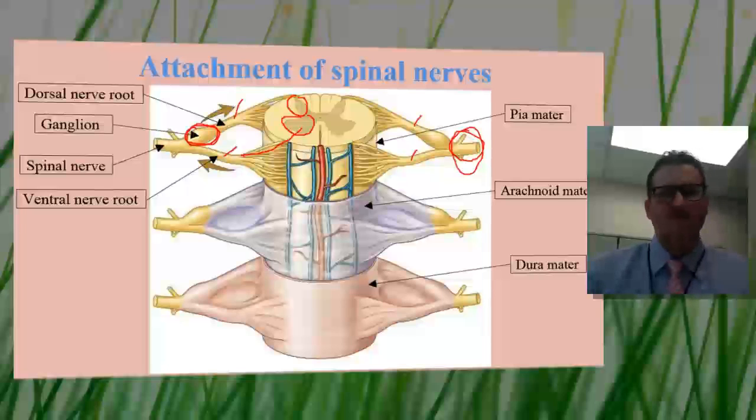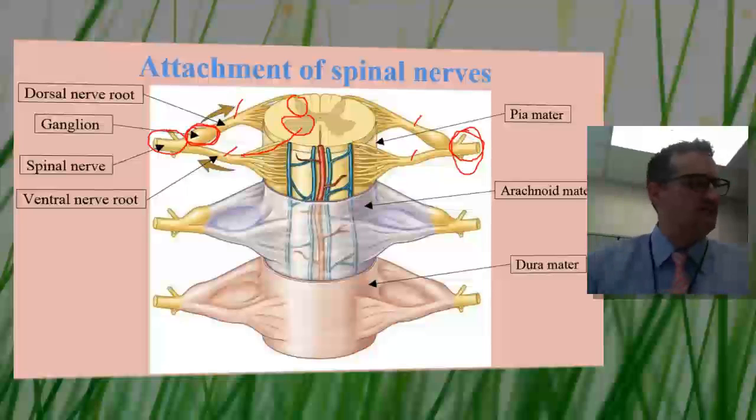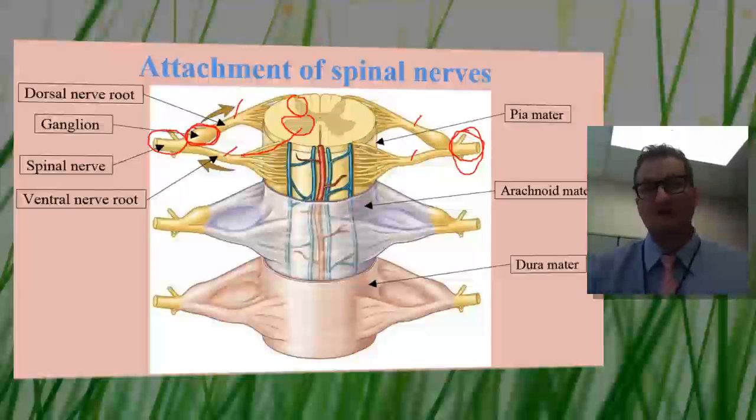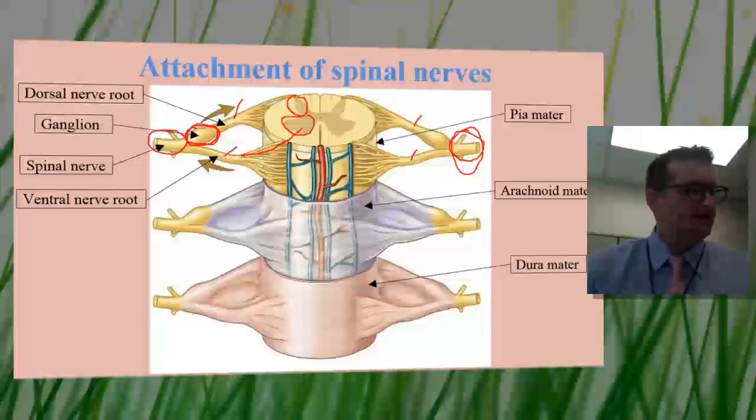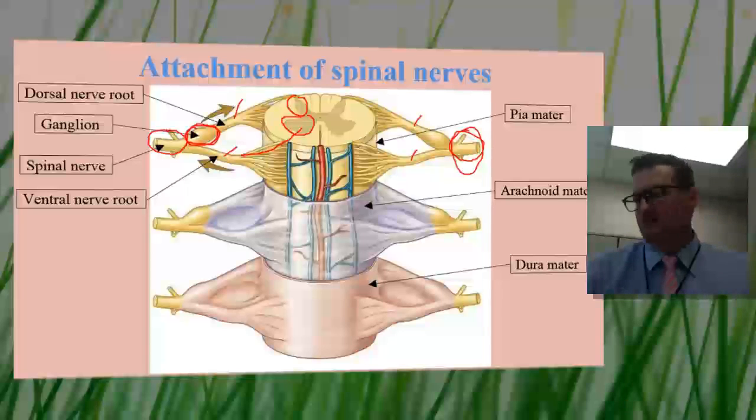A spinal nerve, which is here, is a single nerve resulting from the fusion of the dorsal and ventral nerve roots. It's a mixed nerve. It contains both sensory and motor fibers, and that means it can conduct impulses in two directions, shown here. This direction coming into the spinal cord is called afferent, and impulses that are leaving the spinal cord are called efferent.